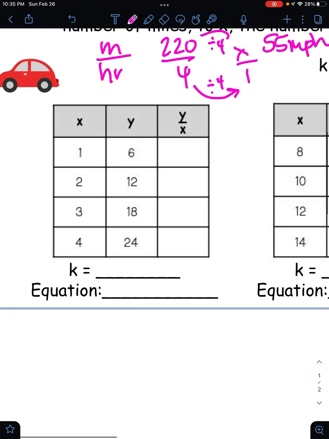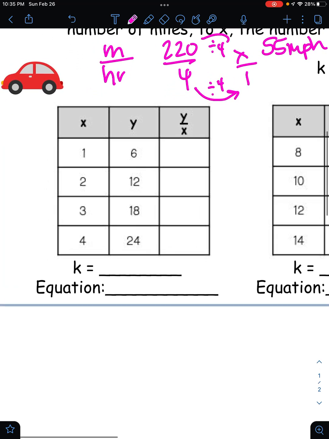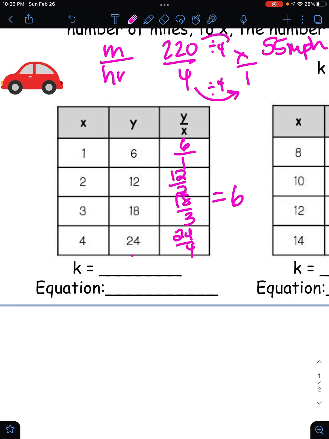with this k equals y over x, when we find the constant rate of change or constant of proportionality, you just put the y over the x. 6 divided by 1. We have 12 divided by 2. We have 18 divided by 3. 24 divided by 4. And these all equal 6. So your k is 6. And when we write it in our equation for multiplicative relationships, it's just y equals 6x. Y equals kx. We're just replacing the k with the 6.